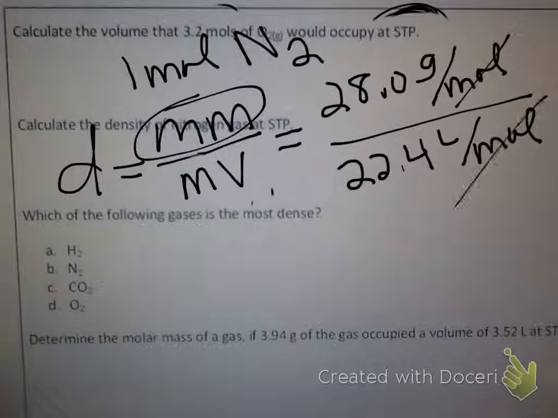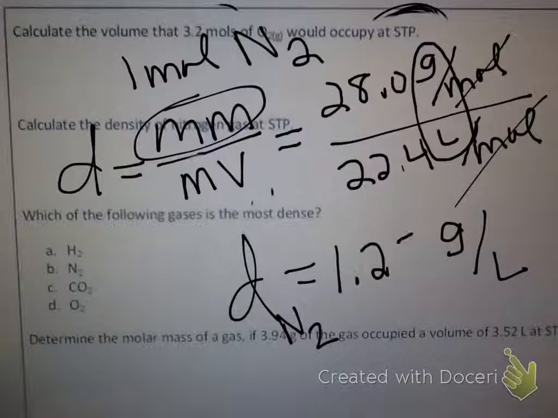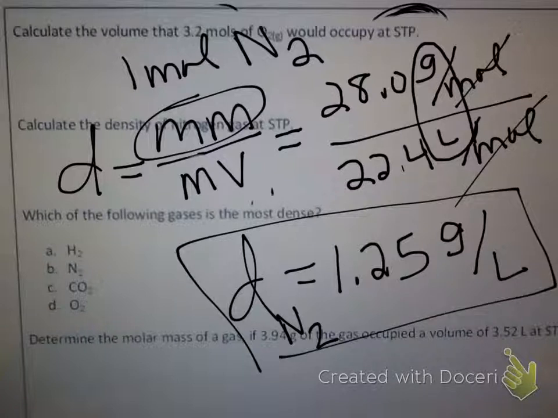Notice I've got a mole on top and bottom. Those are going to cancel. What are my density units going to be? Grams over liters. So the density of nitrogen gas is going to equal 28.0 divided by 22.4. I get 1.25 grams per liter for nitrogen gas at STP.